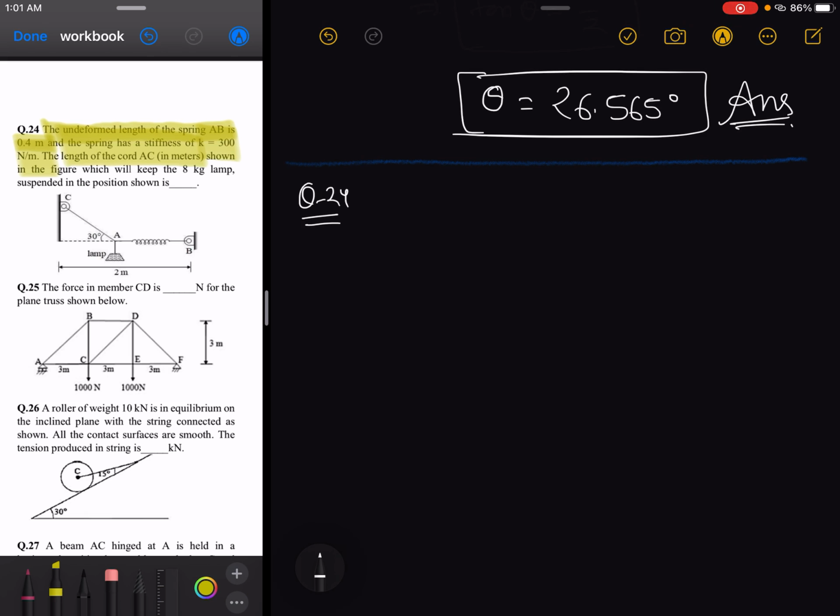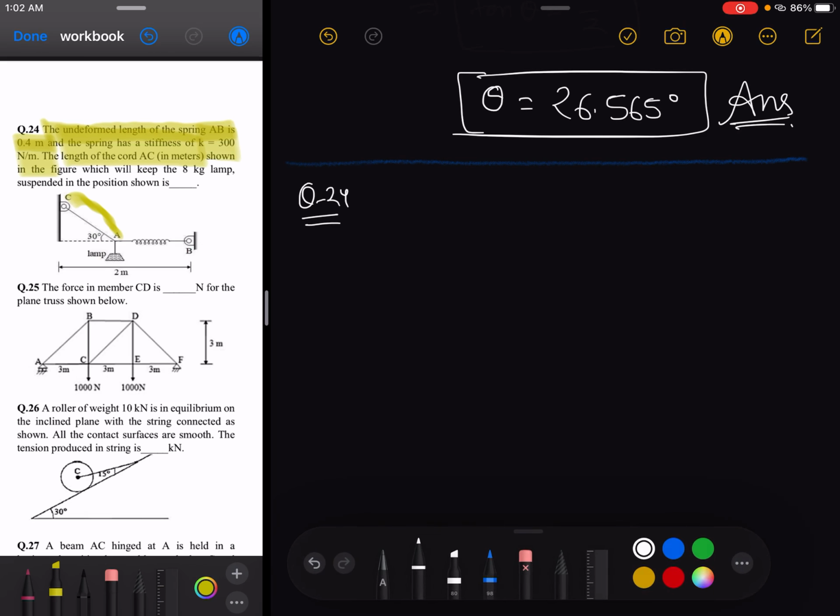Beta, this AC which you have, the length of this AC is required to be found so that this lamp of mass 8 kg is suspended in the position, means it should be in equilibrium, the system is in equilibrium. Okay, so first of all observe the question here.